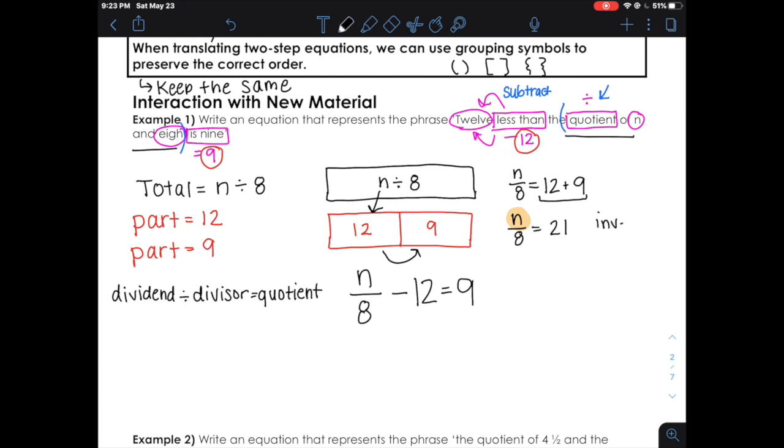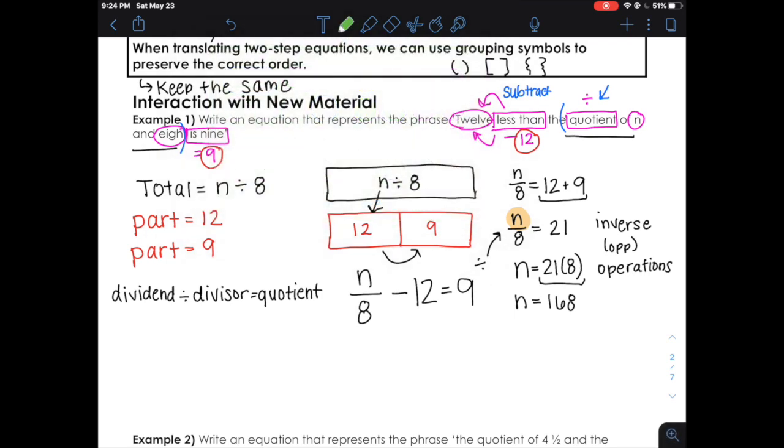In this case, it didn't happen so easily for us. So remember I taught you about inverse or opposite operations. So remember, fractions represent a mini division problem. So the opposite of division would be to multiply. So if I multiplied the left side by 8, I would just be left with n. But then I would have to multiply the other side by 8 because of that equal sign. Both sides need to be equal. If I do something to one side, I need to do it to the other. All right, so when I multiply 21 times 8, I get 168.